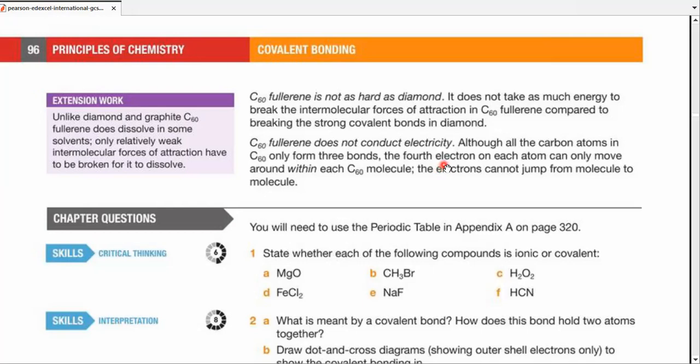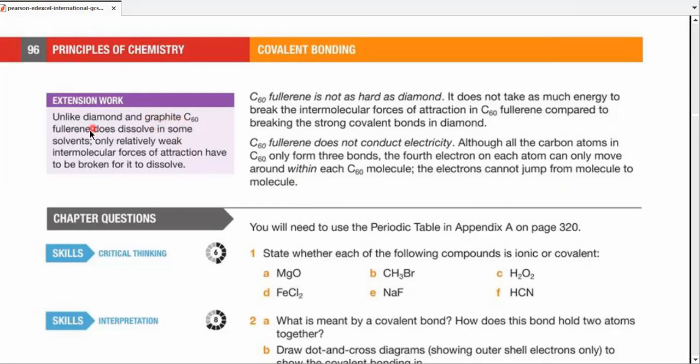C60 fullerene does not conduct electricity. All carbon atoms in C60 only form 3 bonds. The fourth electron of each atom can only move around within each C60 molecule. Electrons cannot jump from molecule to molecule, so they don't conduct electricity.